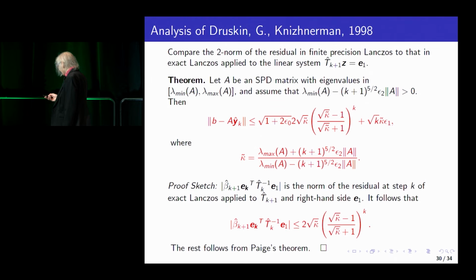So the proof sketch is this: beta k plus 1 times the k1 entry of Tk hat inverse is the norm of the residual at step k of exact Lanczos applied to this tridiagonal matrix with right-hand side e1. And it follows that we have this bound on that quantity, and then the rest just follows from the rounding error analysis that Paige did.